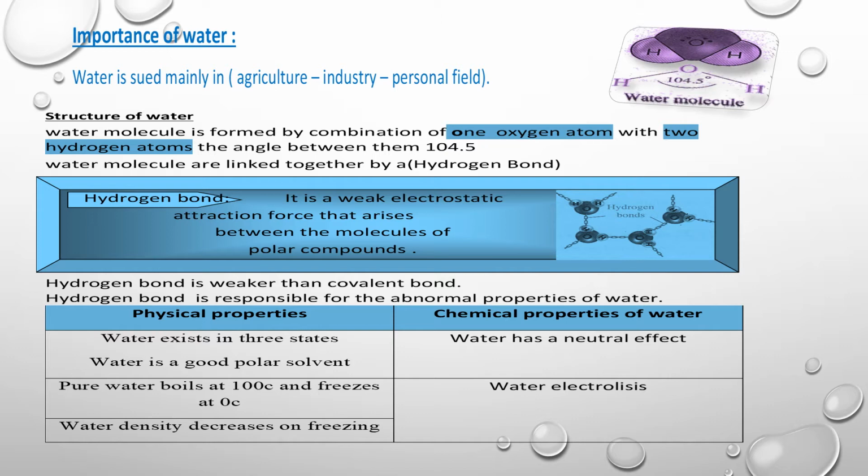So now let's talk about the properties of water. We have two properties, physical and chemical. Physical properties, number one, water exists in three states. Number two, water is a good polar solvent. Number three, pure water boils at 100 degrees Celsius and freezes at 0 degrees Celsius. And finally, water density decreases on freezing. While chemical properties of water, number one, water has neutral effect on litmus paper, and number two, water electrolyzes. Let's talk about all of them.